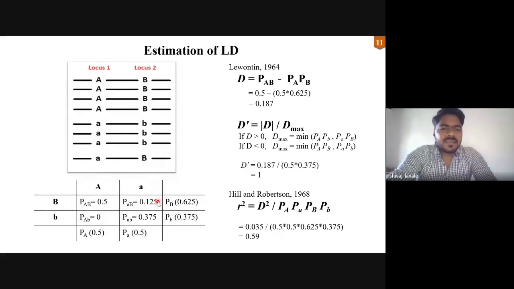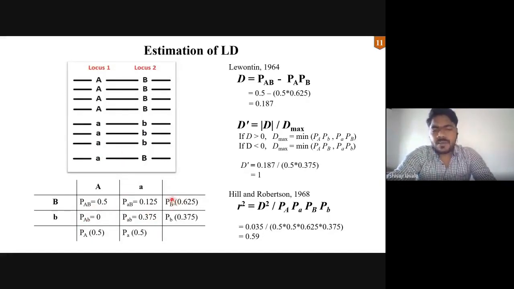So we need to calculate the genotypic frequencies as well as allelic frequencies. The genotypic frequency of capital A, capital B is 4 out of 8, so it will be 0.5. Small a, capital B is 1 out of 8, so it will be 0.125. Then small a, small b is 3 out of 8, so it will be 0.375. And capital A, small b is not there, so it will be 0.